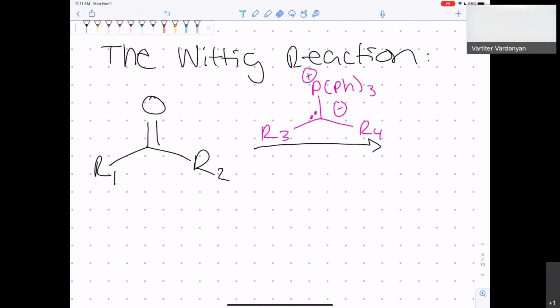In the first step, these electrons are going to come and attack here. And then these electrons go up to the oxygen. And I'll draw it all as one thing. This goes back and attacks the phosphorus.